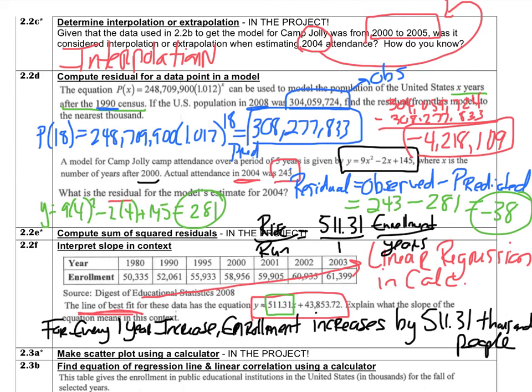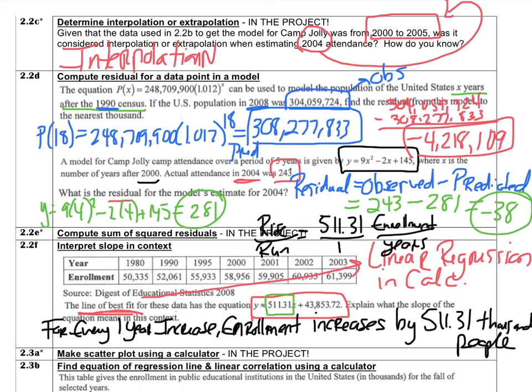Now be careful as you interpret this. If there are negative or positive signs, it does make a difference. This is every 1 year, and this is a positive number, so it increases the enrollment. If this had been negative, I would say enrollment would decrease. So here's what I would write as my definition for what slope is: for every 1 year increase, enrollment increases by that many thousand people.